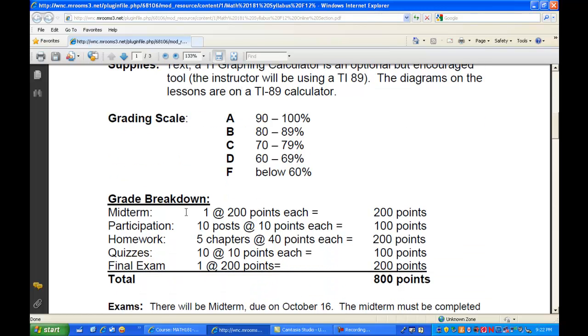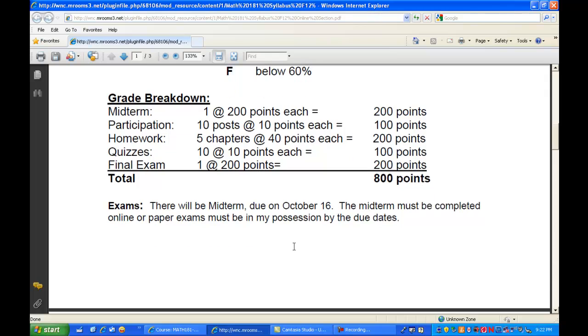The grade breakdown, we're going to have one midterm at 200 points. Participation, 10 posts you must do. You could do more than 10, but 10 posts at 10 points each for up to 100 points. Homework, there are 5 chapters at 40 points each for 200 points. Quizzes, there'll be 11 quizzes, but the top 10 quizzes count for 100 points. And the final exam, 1 at 200 points, so that's 800 points altogether.